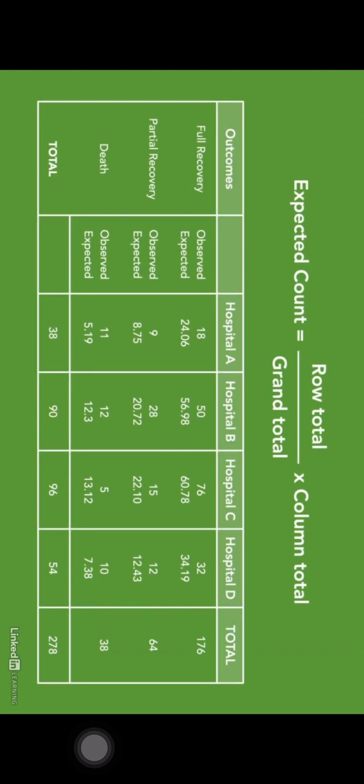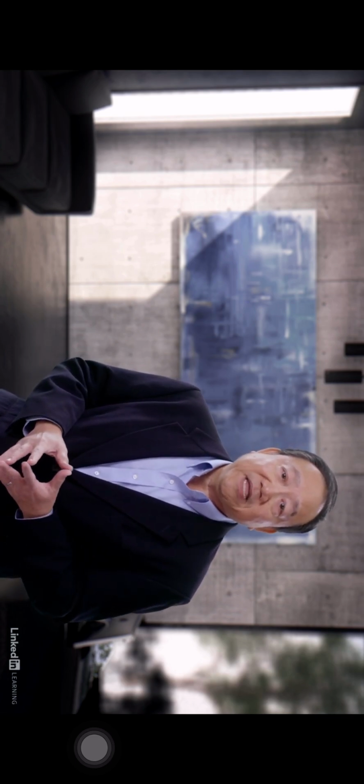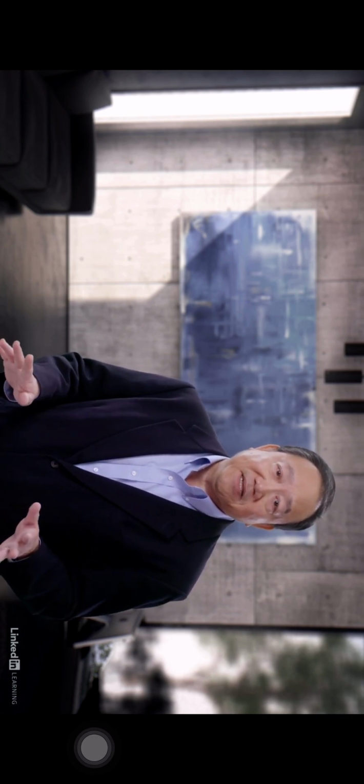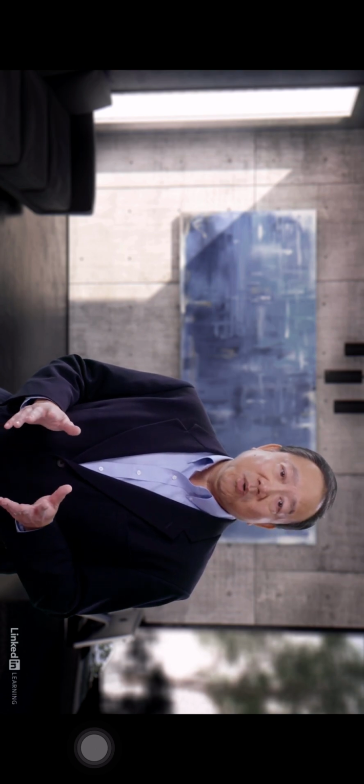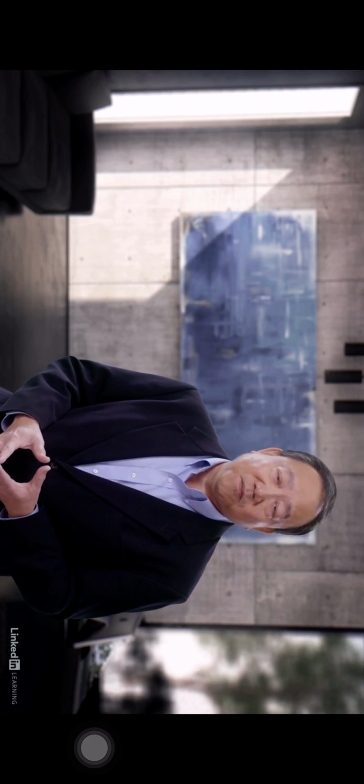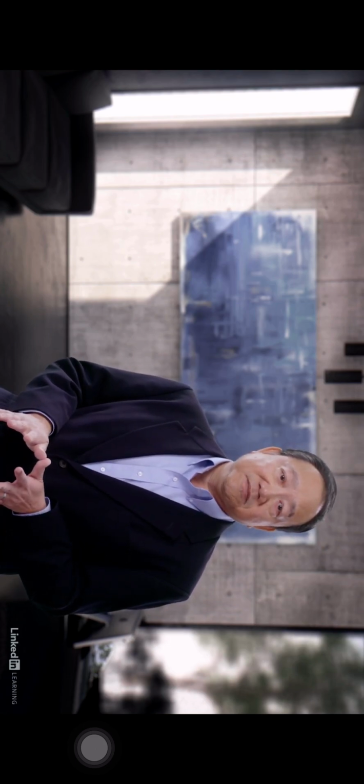Now, what would the count be if outcomes had no association with hospitals? This is called the expected count. The expected count is just that. It's what you would expect if surgical outcomes were independent of hospital. So, the count for that outcome represents the same proportion of surgeries performed, regardless of hospital. Here is the formula for expected count with the results in the contingency table.